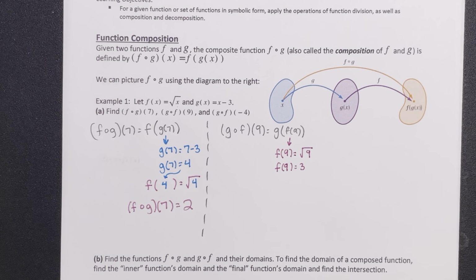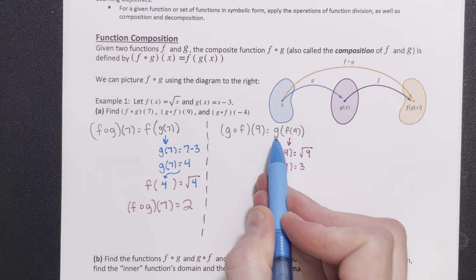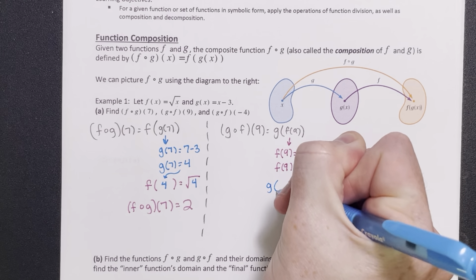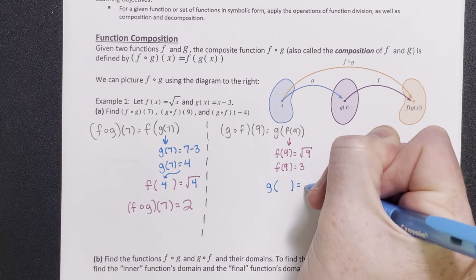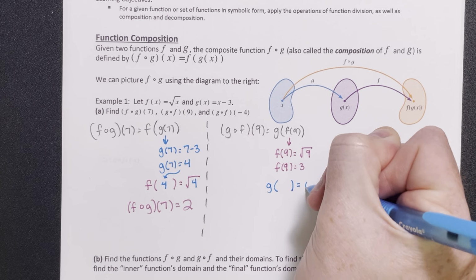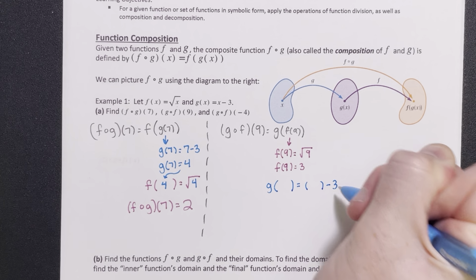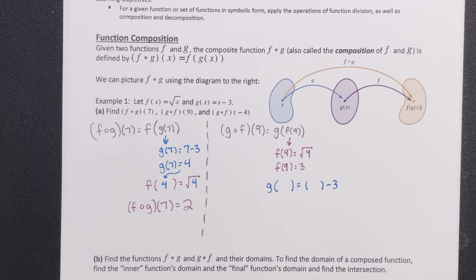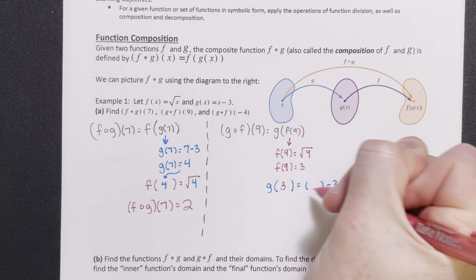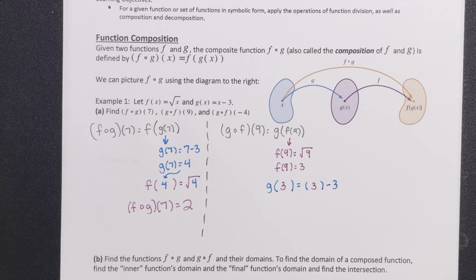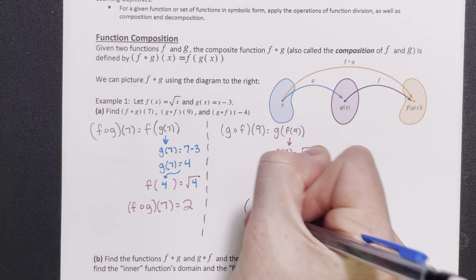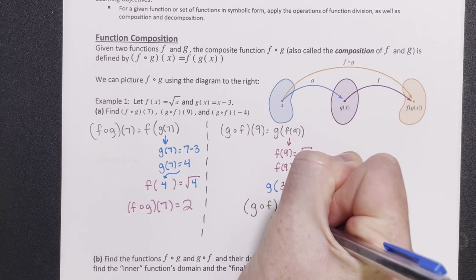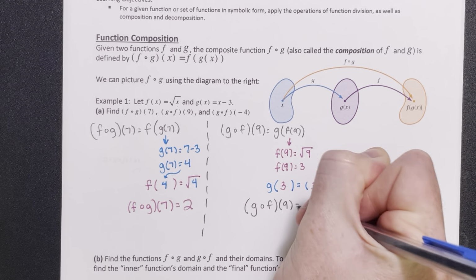If I take that and plug it into g, we would have g of something is x minus 3, but that x is going to be replaced with whatever f of 9 was. So in that case, it's 3, which ends up being 0. We can rewrite that as g of f of 9 equals 0.